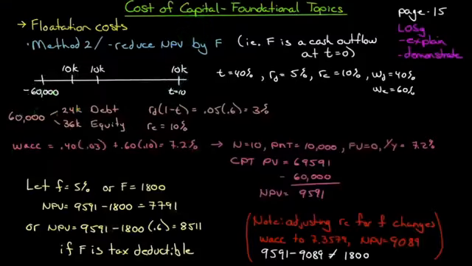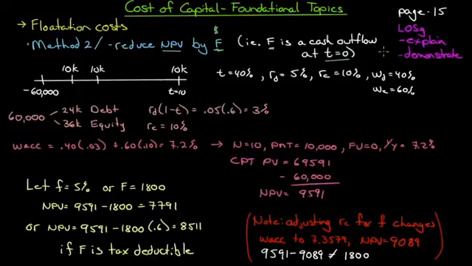There it is. All right, method number 2, the preferred method, and the method that you'll use, is just to reduce the net present value by whatever the flotation costs are in dollars. So what we're basically saying is, look, F is a cash outflow at t equals 0 and only a cash outflow at t equals 0, so treat it that way. It's part of the initial outlay.